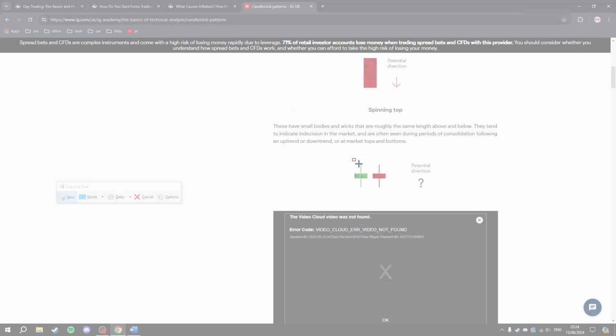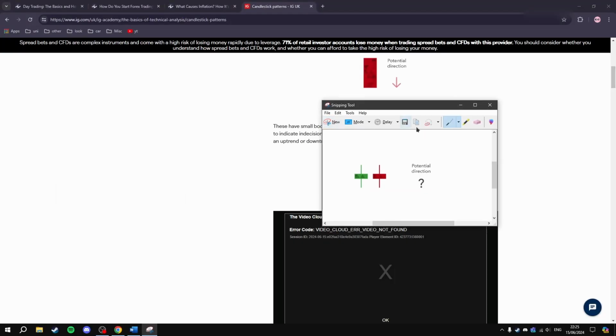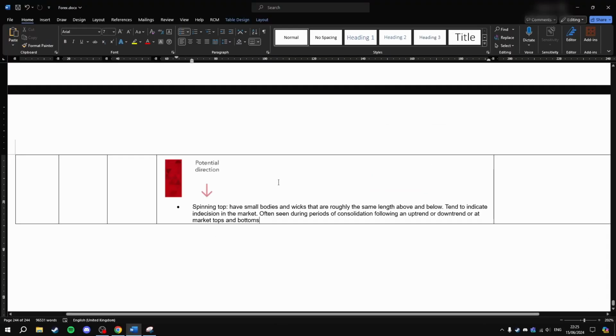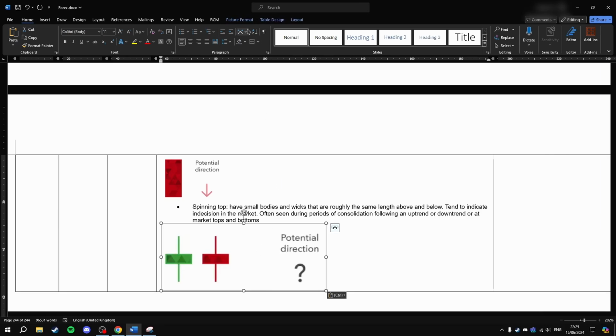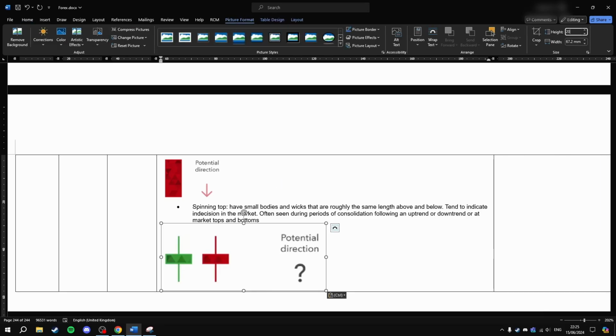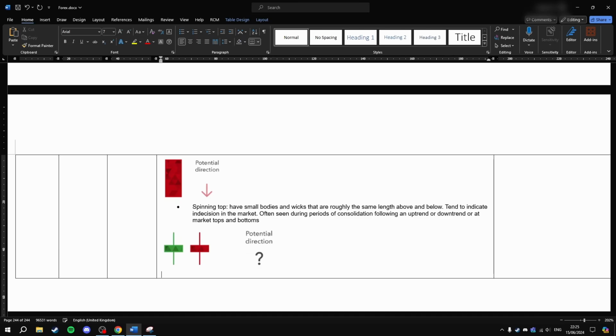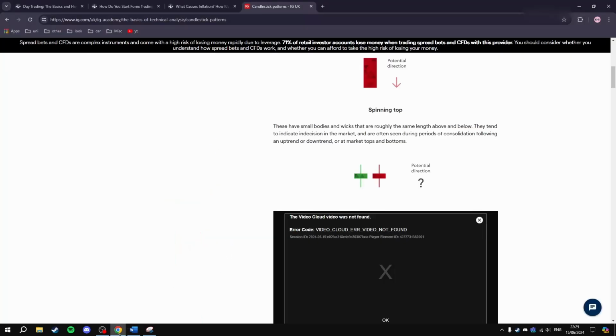So the potential direction shows you where the market might go after this has occurred. So this one, I don't really know, because there's indecision in the market, so no one really knows where they want to go.